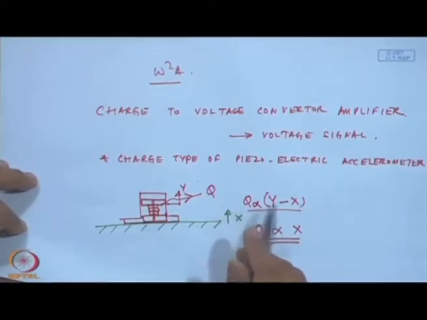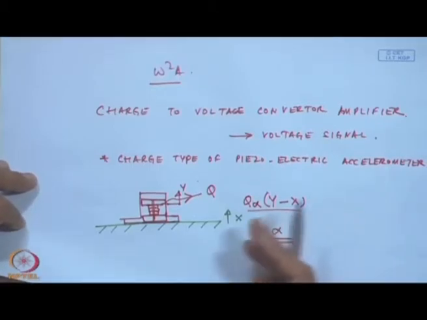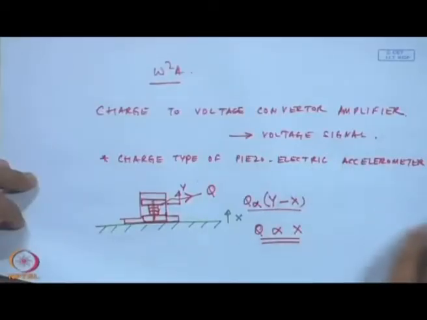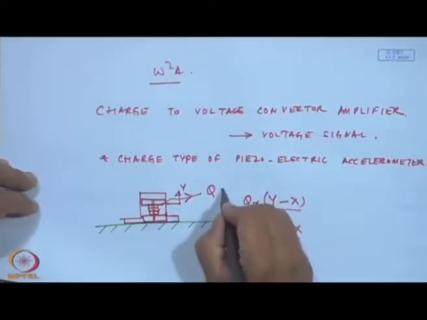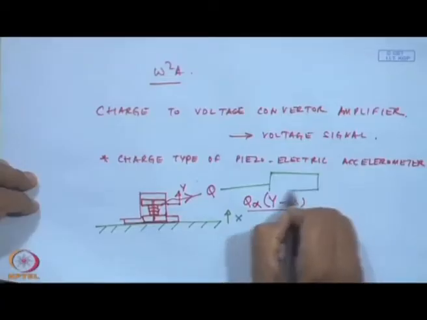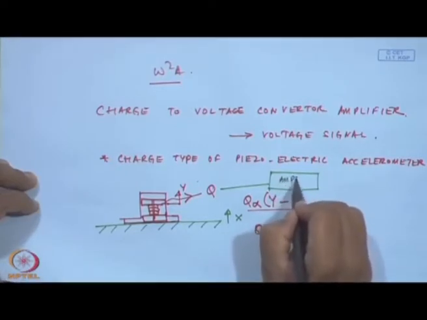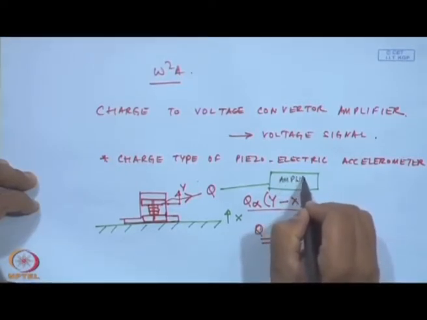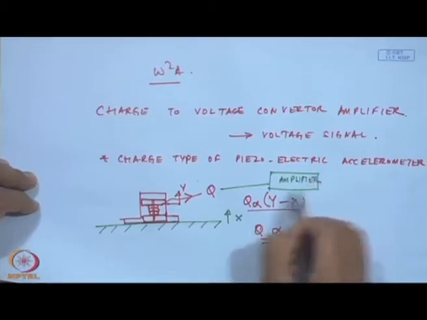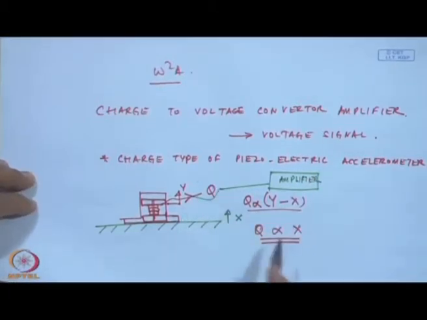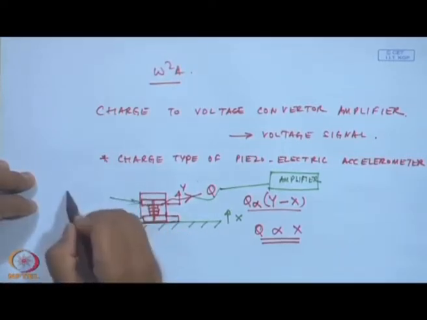So, once I get this charge, as you know, charge cannot be stored, it will decay with time. So, immediately we have to have a circuit wherein this charge is converted to voltage. So, this is where a piezoelectric charge type accelerometer would require a charge to voltage amplifier. This amplifier is outside the accelerometer. The advantage of the charge type accelerometer is that this is a sealed unit.